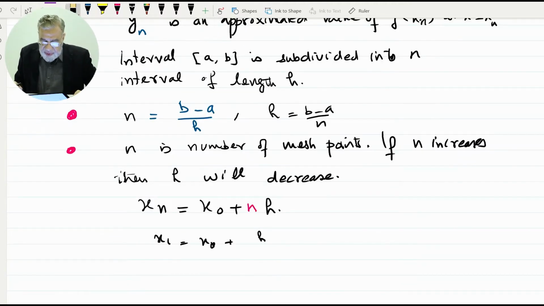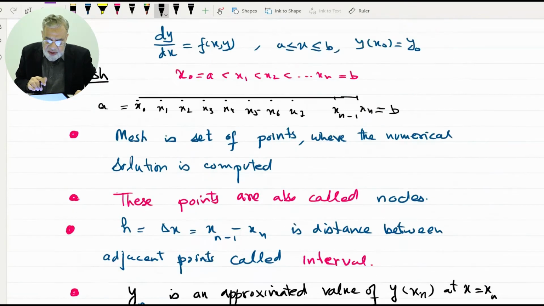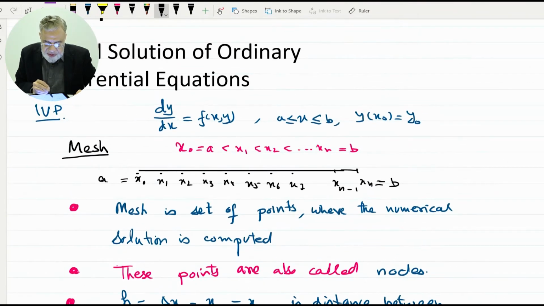x_n is equal to x0 plus nh. For example, if I take n equal to 1, I get x1 equal to x0 plus h. My x2 is equal to x0 plus 2h. My x3 will be equal to x0 plus 3h. So you can see x1 is x0 plus h, x2 is x0 plus 2h, x3 is x0 plus 3h. That's how we define this.